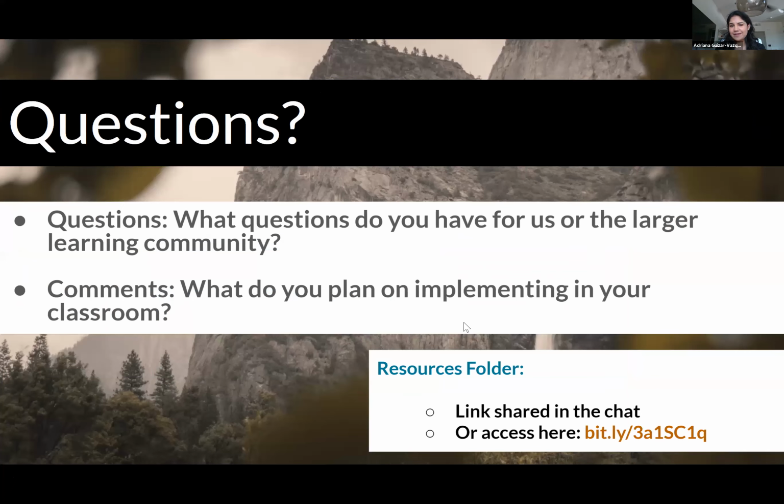So I'm going to jump to the very end in case you have any questions for us or any ideas for how you plan on implementing these in your classroom. I'll share the resources folder with everyone one more time.